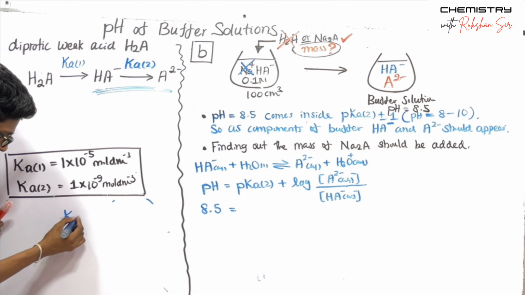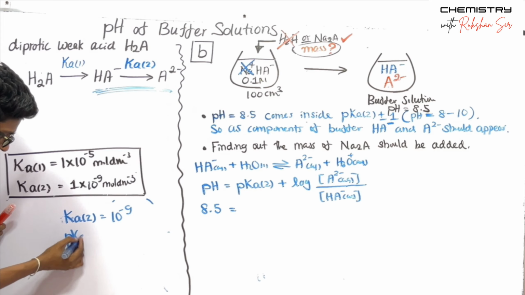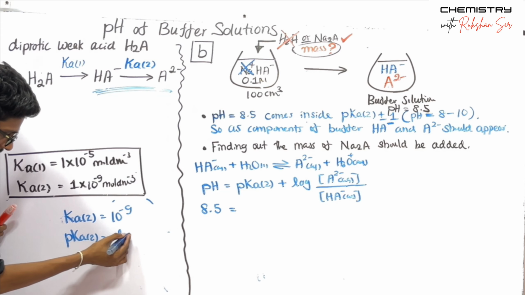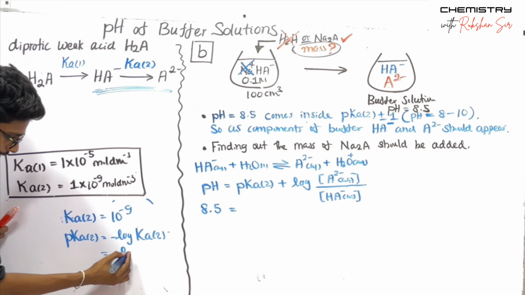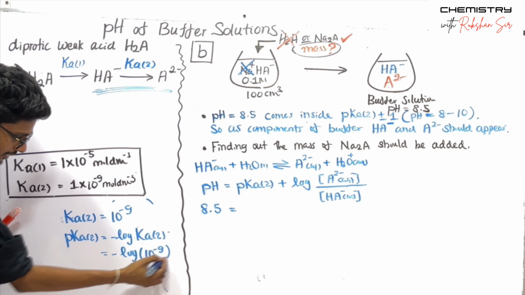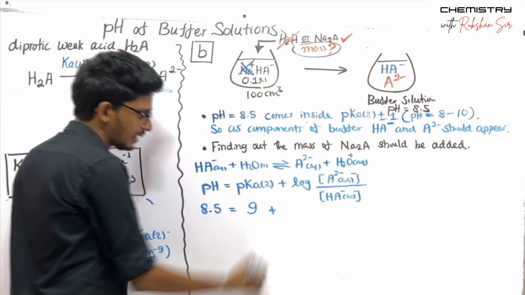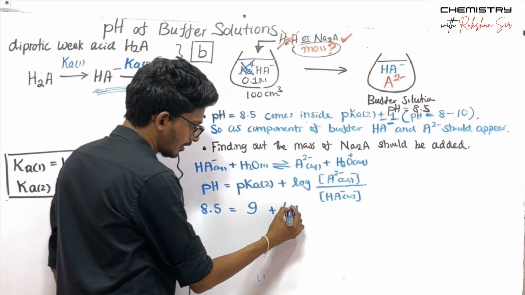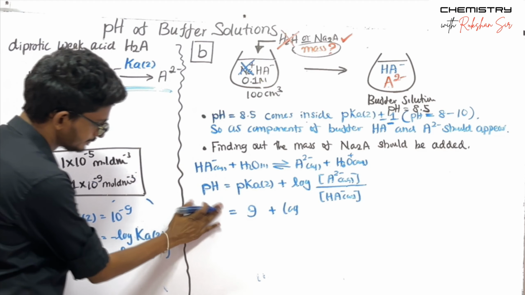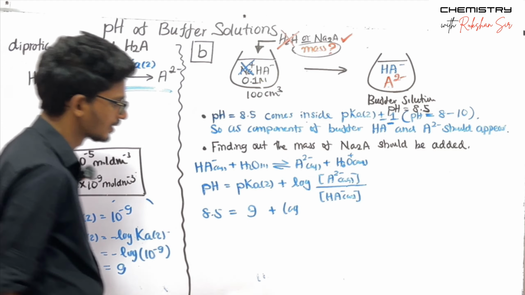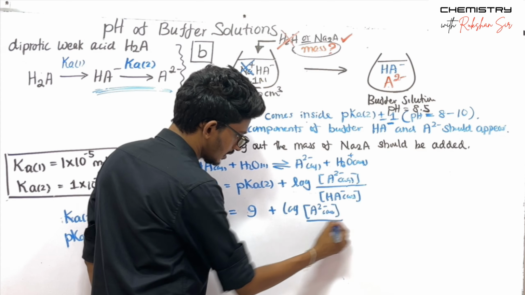So your Ka2 is 10 to the power minus 9. pKa2 is minus log Ka2, minus log 10 to the power minus 9 is just 9, right? So it is 9 plus log A2 minus over HA minus.